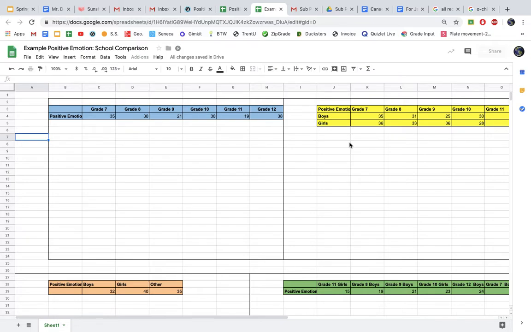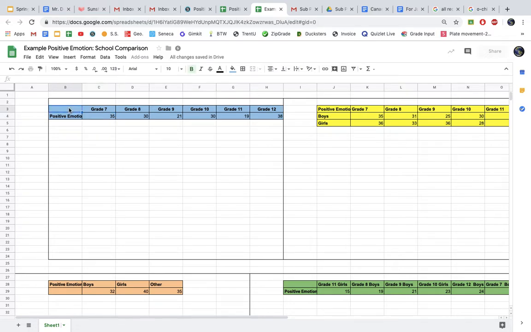Quick explanation for how to take your data that we were getting from our survey and how to turn it into a chart. So here's the first one. It is positive emotion total score by grade. Now these numbers here are totally hypothetical, which means they're not real. I've just entered them as an example.